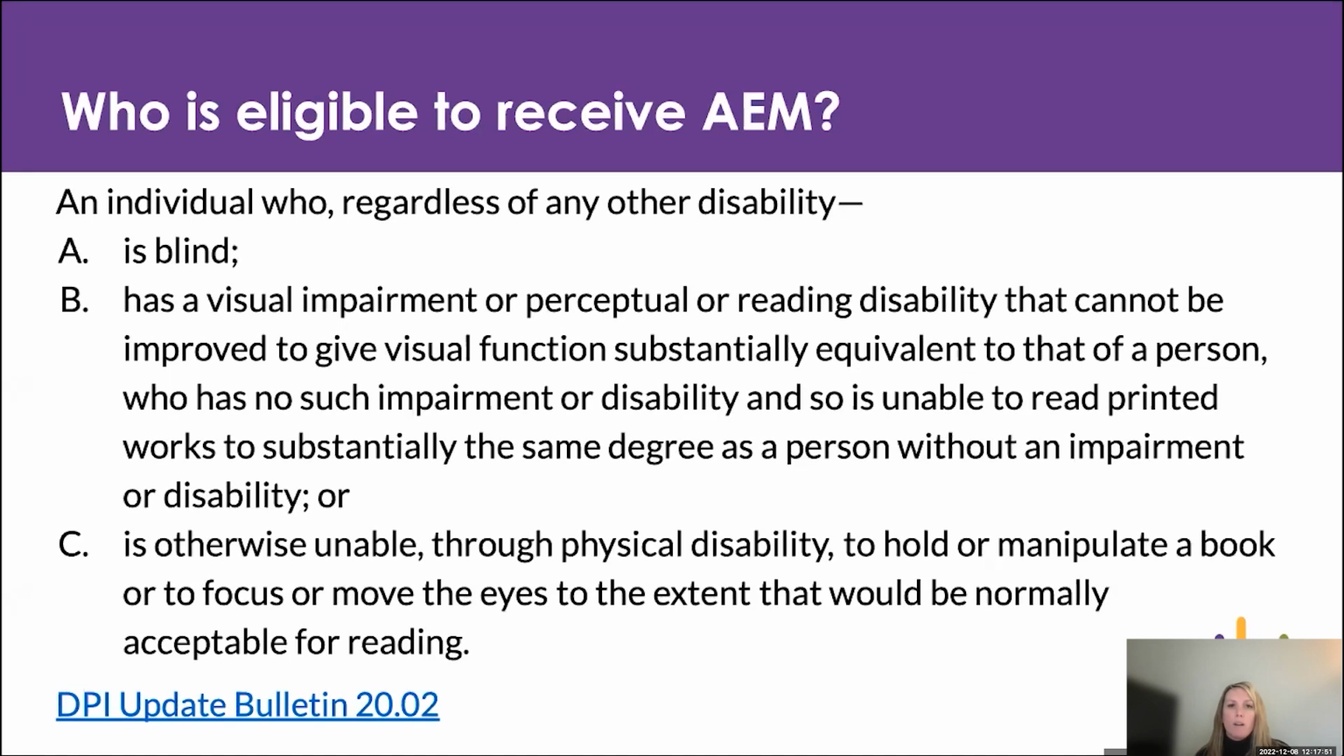as a person without an impairment or disability, or is otherwise unable through physical disability to hold or manipulate a book or to focus or move the eyes to the extent that would be normally acceptable for reading. This information is posted on the Department of Public Instruction's website, and the link to the AIM bulletin has been provided on this slide.